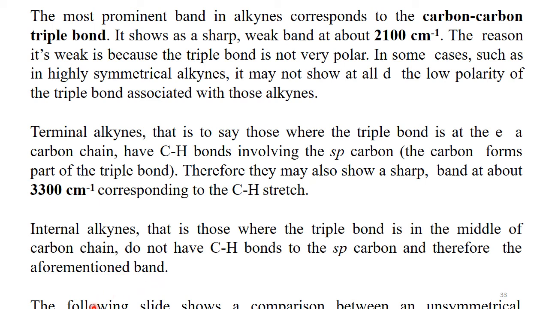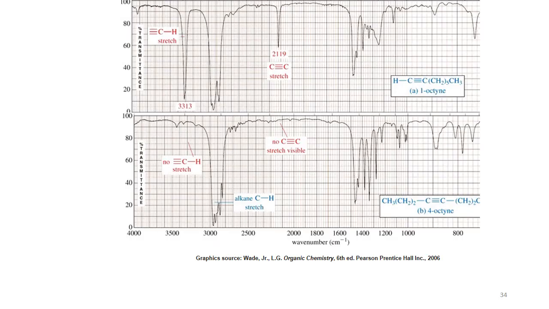The following slides show a comparison between an unsymmetrical and a symmetrical alkyne. Here we can see the C≡C triple bond stretching in the unsymmetrical one, and here, with no carbon-carbon triple bond stretching visible in the symmetrical one. Alkanes show a combination band here.